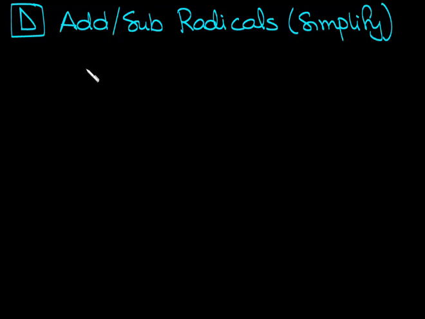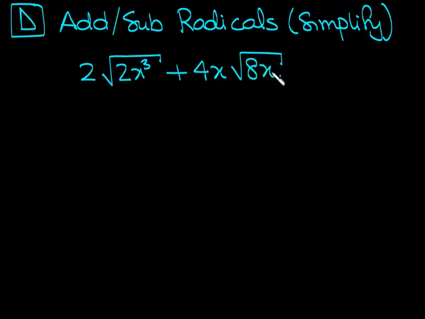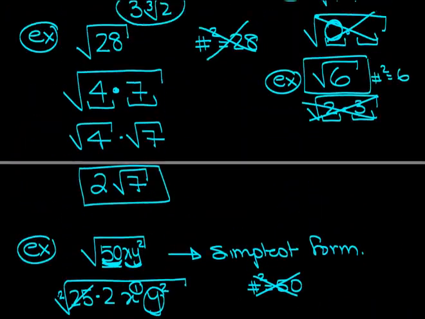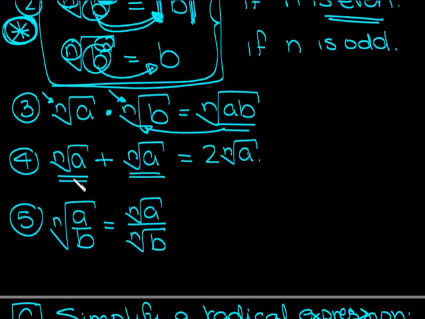So for example, let's say you have 2 square root of 2x cubed plus 4x times the square root of 8x. I'm adding or subtracting two radicals. In this case I'm adding. Remember the property of radicals that I gave you earlier? If two radicals are exactly identical with the same index and the same insides, then we can add the numbers in the front. So if this is 1, we get 2 of those. If this was a 3, we would get 4 of those. If this was a 6, we would get 6 plus 3 is 9.